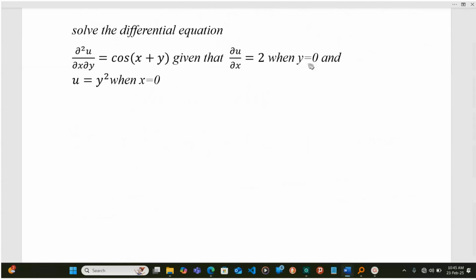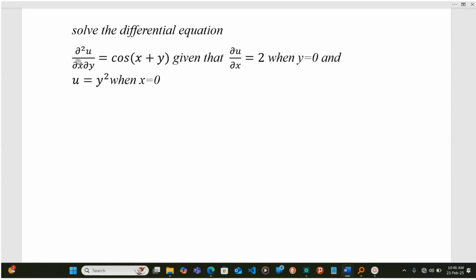Next, we are given that del 2u del x del y is equal to cosine of x plus y, given that the first partial derivative of u with respect to x is equal to 2 when y is equal to 0, then u is equal to y squared when x is equal to 0. Now, here again we said integration is the reverse of differentiation. So this function was differentiated with respect to y last. So we shall integrate it in reverse. In other words, we shall integrate this function with respect to y first.